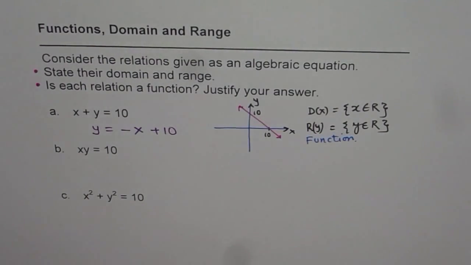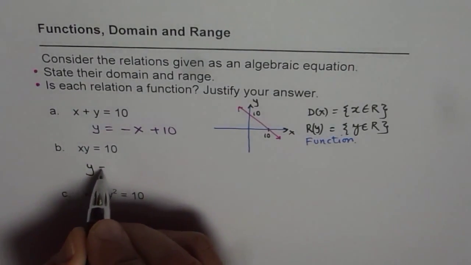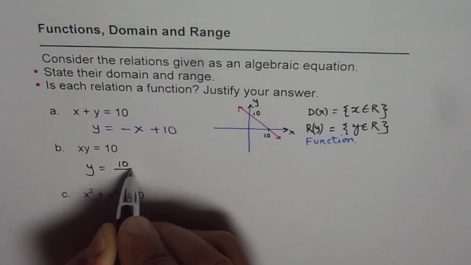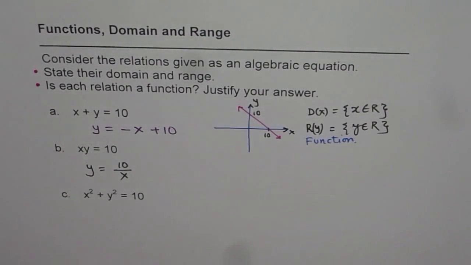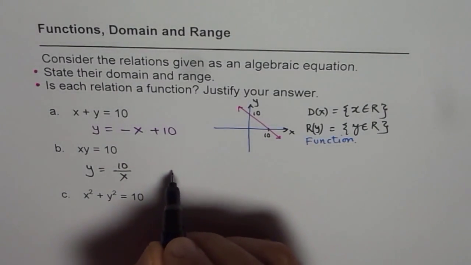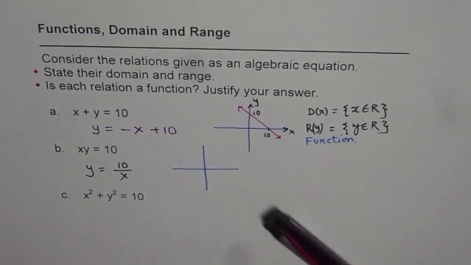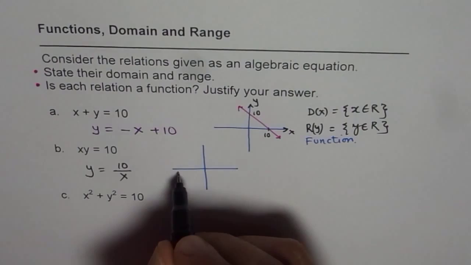Since this passes the vertical line test, every element in the domain is associated with a unique element in the range. Now let's consider the next relation. xy equals 10, we can write this as y equals 10 over x. So it's a reciprocal function, right? So we can sketch this function. Let me sketch it here. So a reciprocal function looks like this.